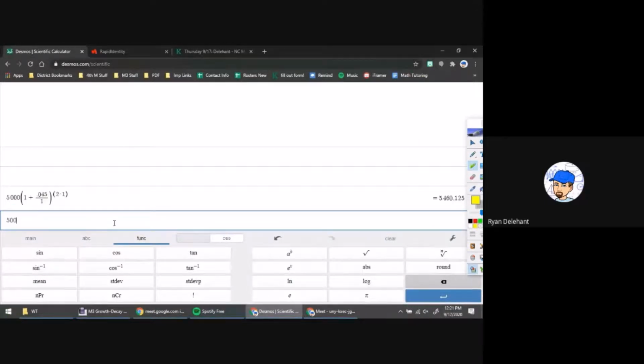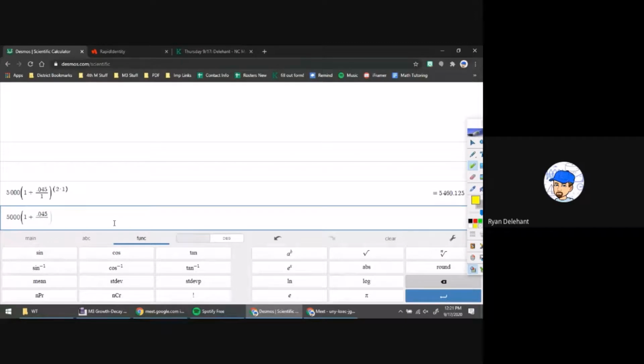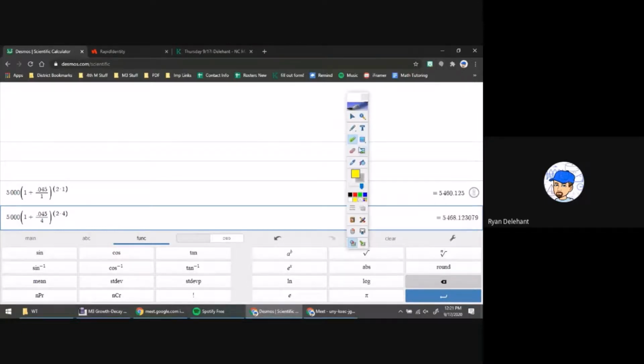So 5,000, 1 plus 0.045, and remember, highlight that and then hit divide. But this time the number underneath the fraction is 4 because of quarterly. And we go up to the power, and this is still 2 years, but instead of being multiplied by 1, I change that n value. That n value is now 4. And there's my answer for that one.